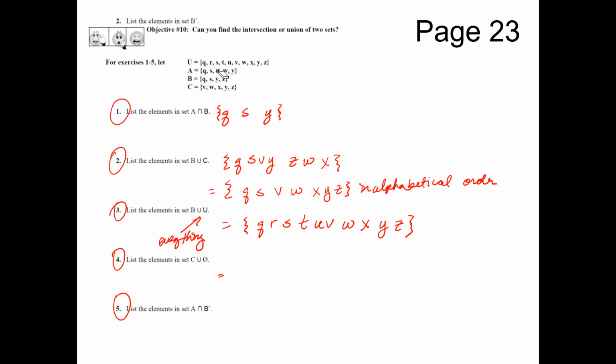Number 4, you're looking at C union empty set. Well, the empty set is not going to affect it, so you're just going to include everything in C. So that's V, W, X, Y, Z.